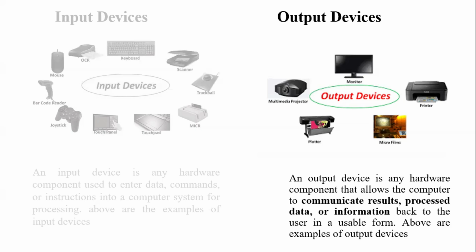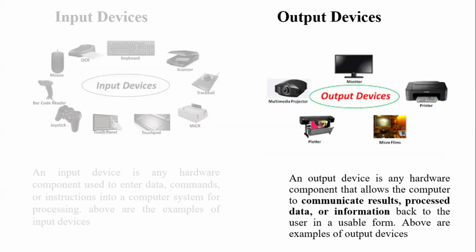Likewise the printer. Once we have typed and we want to have a physical copy of what we have, we can use the printer to get the information. So when you print your exam results, that is output from the computer.